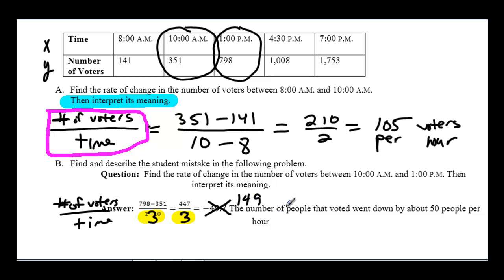Alright, and again, the meaning is there's 149 voters per hour. Alright, so time can be very tricky. You got to remember, if you cross over from AM to PM, or the other way around, that it's better to just count out the time.